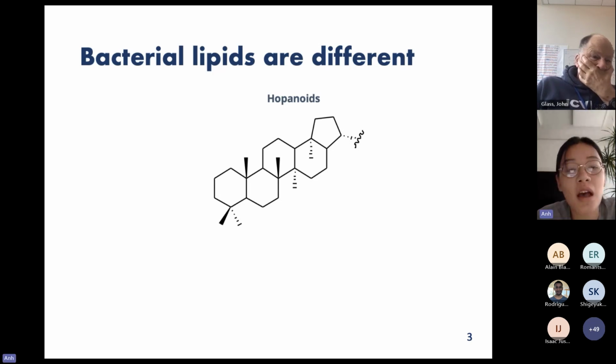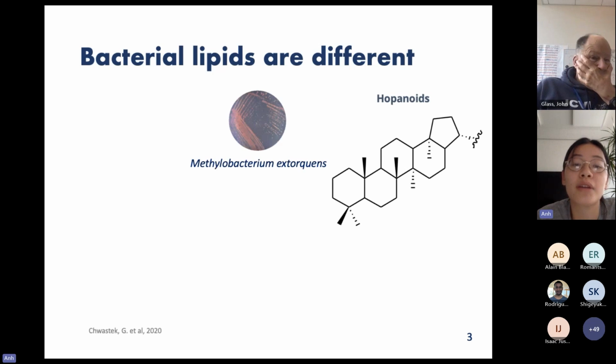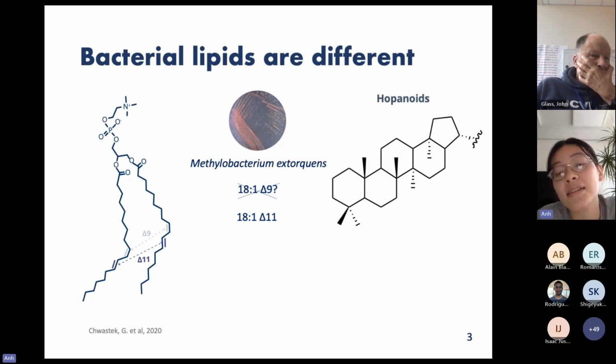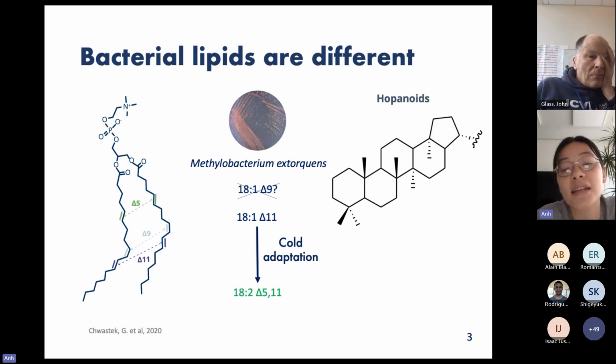So the cool thing is, in 2020, we actually tried to look into the lipidomics of this bacteria, Methylobacterium extorquens, which has hopanoid. And not only does it have hopanoid instead of sterol, like in eukaryotes, the lipid unsaturation site is also different. While most eukaryotes have the unsaturation site at the delta 9 position, our bug actually has the main one at delta 11. And what is even more fascinating is that when it's adapting to cold temperature, it actually produces another double bond in the delta 5 position, which sparks our interest.